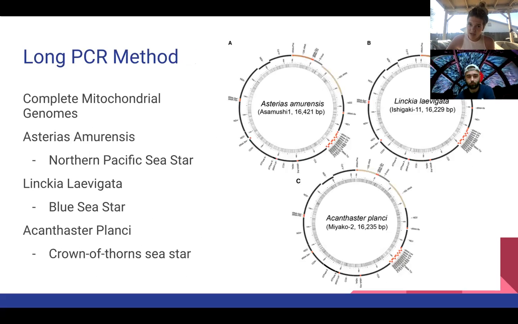So they used a long PCR method. So this was the complete mitochondrial genome sequence of each: the Northern Pacific sea star, the blue sea star, and the crown of thorns sea star. I'm not going to try to pronounce these because I will mispronounce them, but the first one's the Northern Pacific sea star. That's their full mitochondrial genome, which is important to see the difference in their genomic structure versus how similar they are in their structures as well.